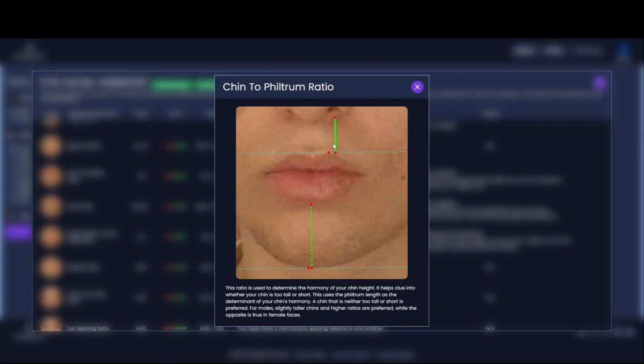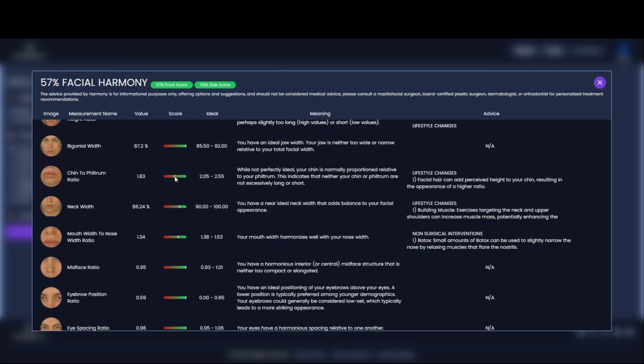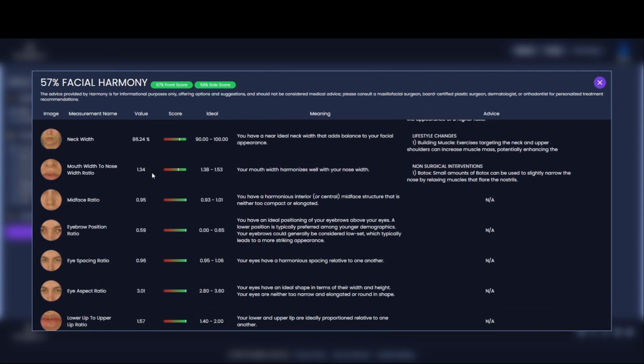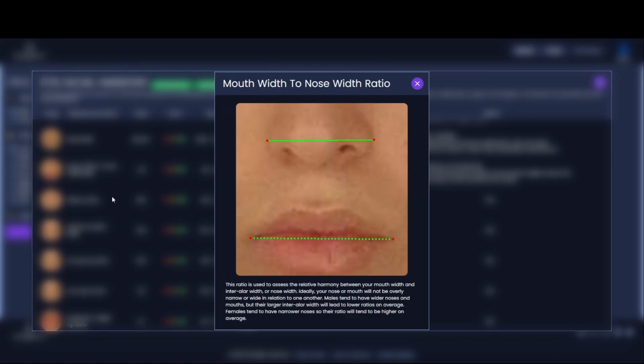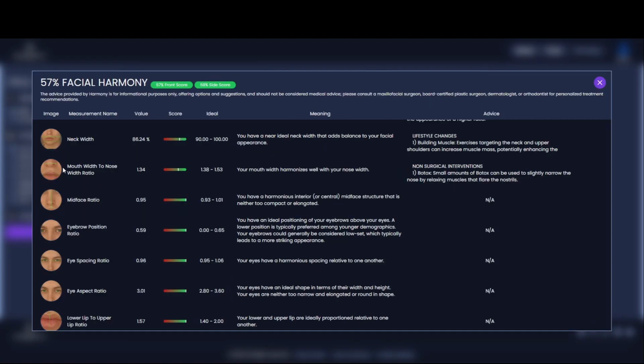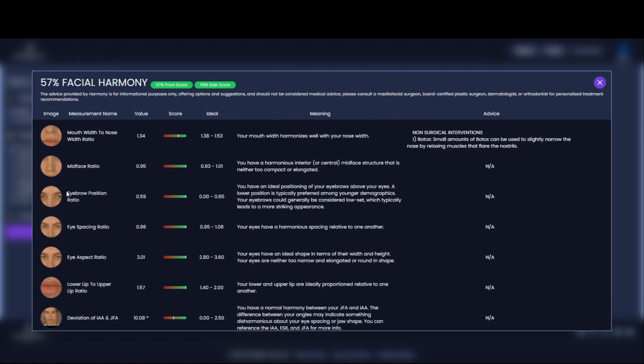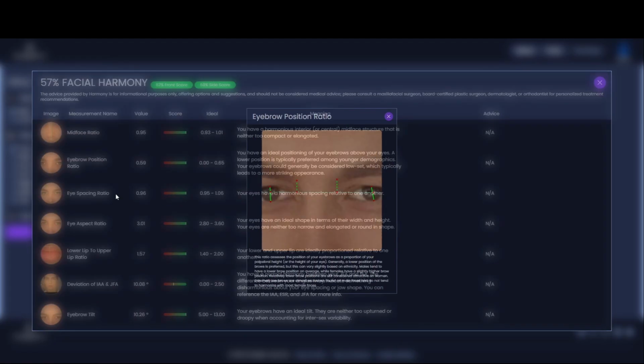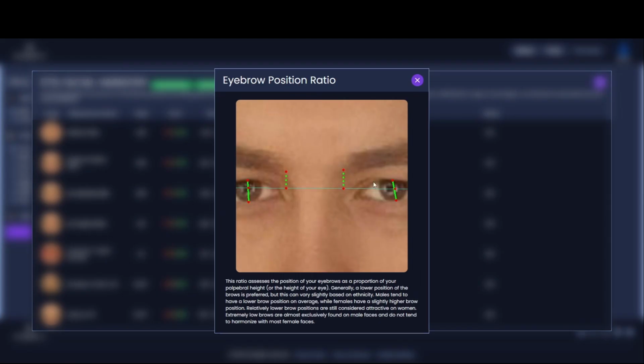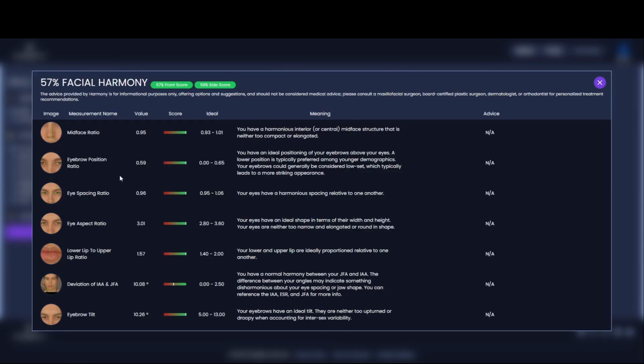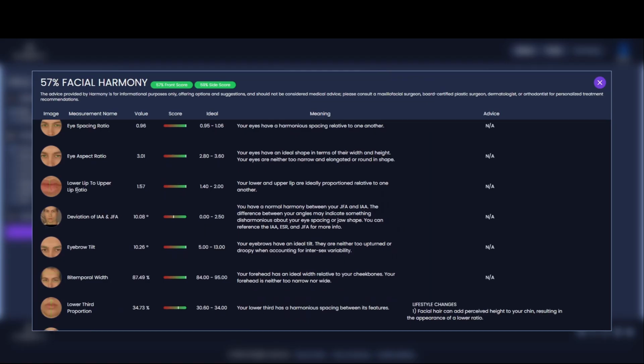And his philtrum is also quite long compared to his chin. It's still within a normal range, but not ideal, and all of these things kind of compound. The mouth width to nose width is also a bit narrow, so he could have a bit of a wider mouth or narrower nose, it depends. And he also has fairly low set eyebrows. Again, not the most low set, but comparable to the first guy.